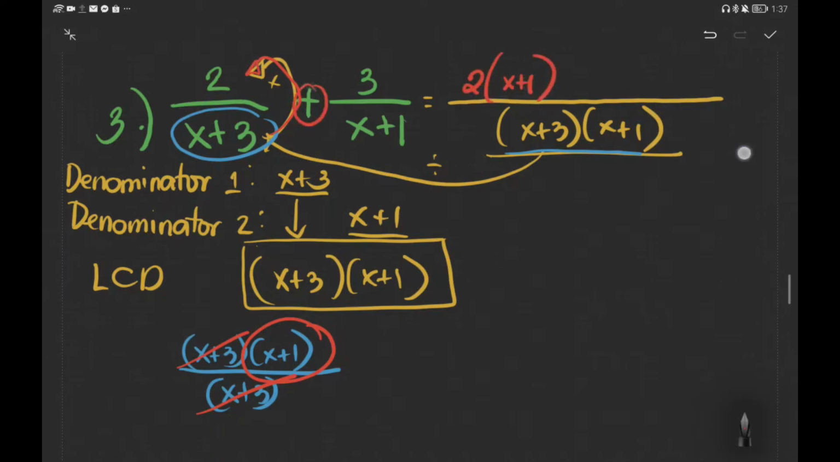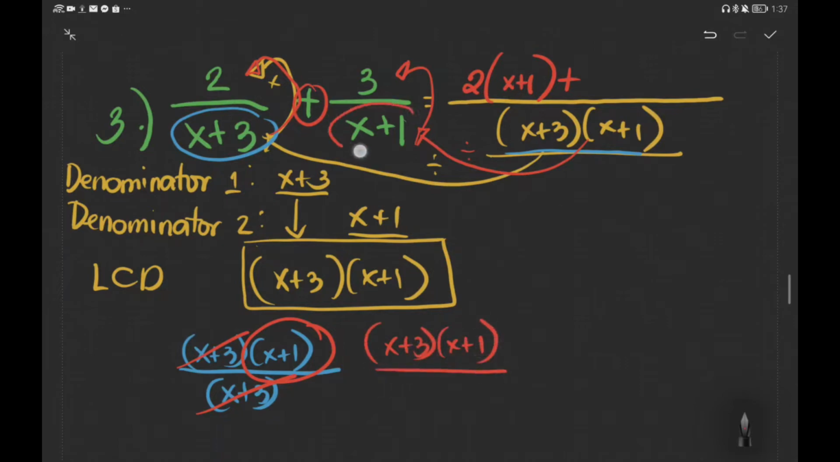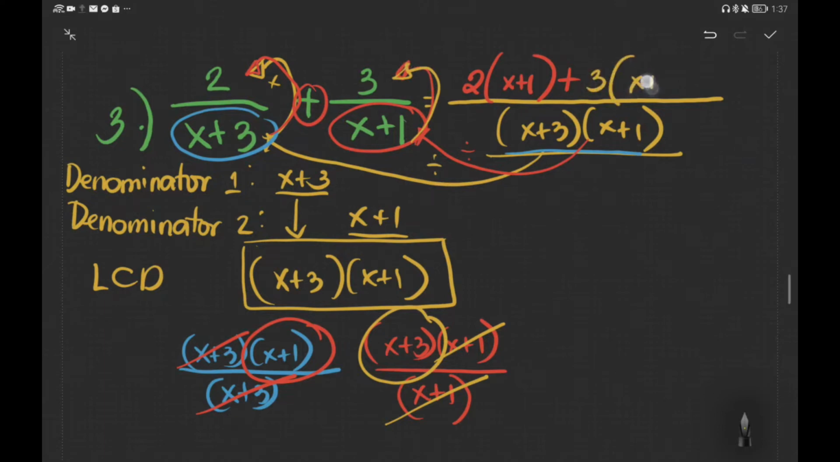And we copy positive. And we also do this for the second denominator. Divide, then multiply. So, that is x plus 3 times x plus 1 divided by x plus 1. Since they are the same, we can cancel that out. What remains is x plus 3, multiply it by the second numerator. So, that is 3 times x plus 3.